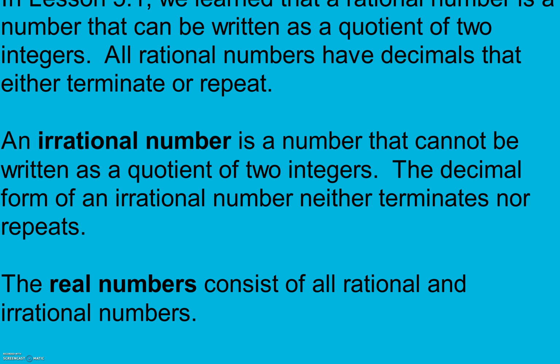Numbers like pi and the square root of 2, for example, never terminate, never repeat. We can't write them as a fraction, so they are irrational, not rational. The real numbers consist of all rational and irrational numbers. So any number that you've ever worked with is a real number, any number you know.